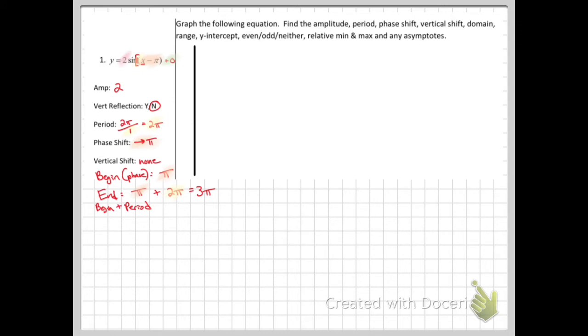You need to make your tick marks count the same as your beginning and end. So my beginning is pi, my end is 3 pi. So I can start by making ticks of pi. There's obviously a lot of things between 0 and pi, so leave a little bit of space. But this one can be pi. Try to use the same amount of space. This can be 2 pi. This one would be 3 pi. The y-axis, we're always going to count by ones.